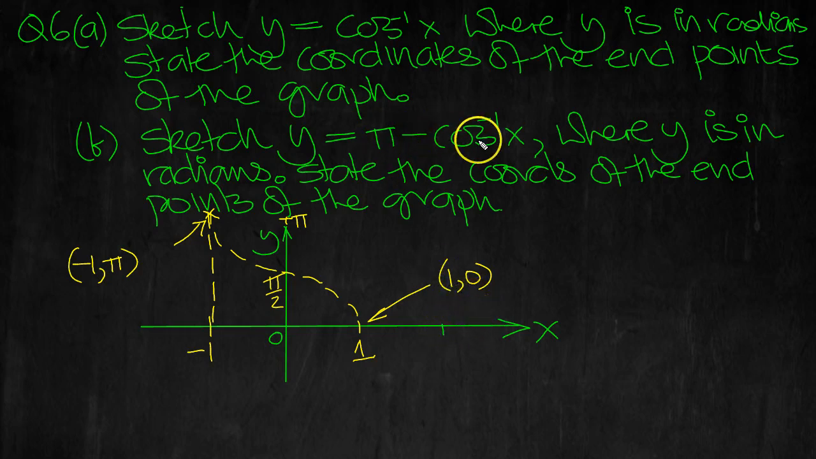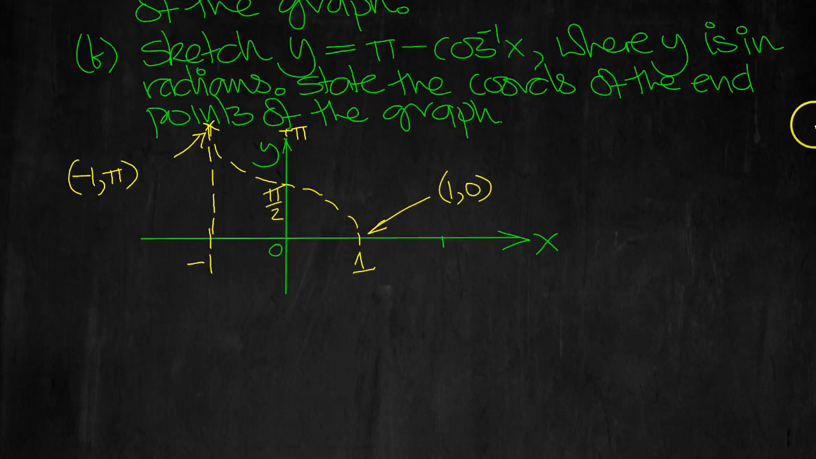Sketch y equals pi minus cos to the minus 1, where y is in radians. Okay, pi minus. So it'll be the same sketch, but we've got pi take away this. So it shifts down. Minus cos will flip this upside down. And then you add a pi. So let's draw that again then.